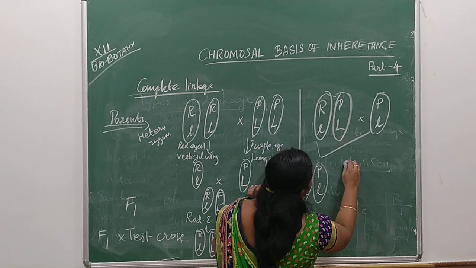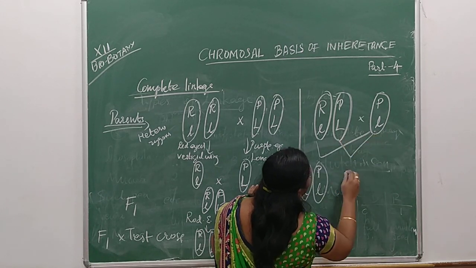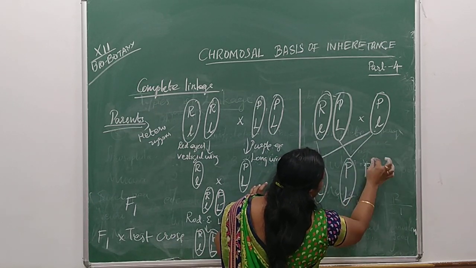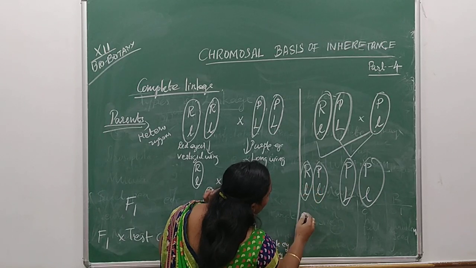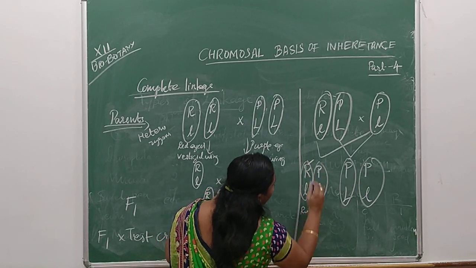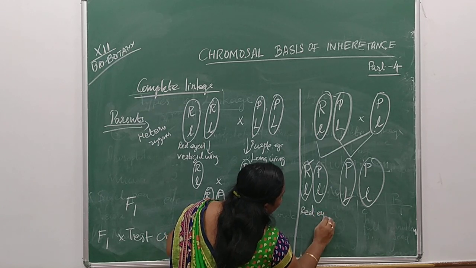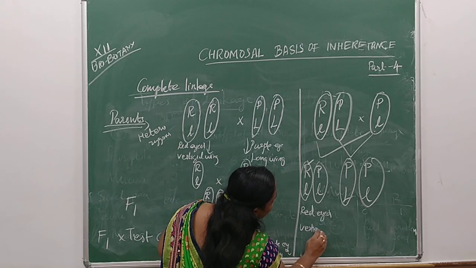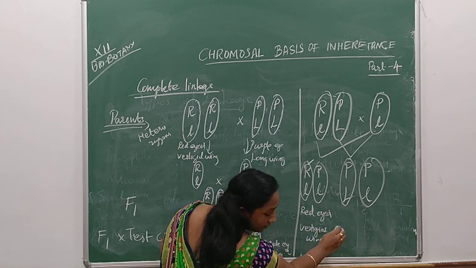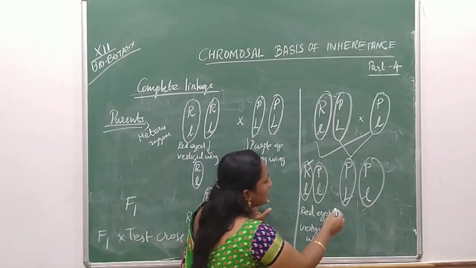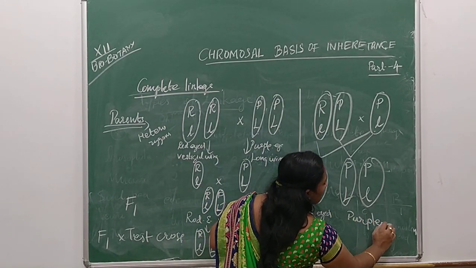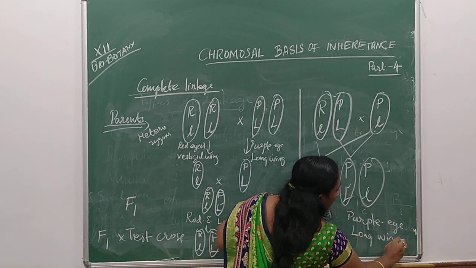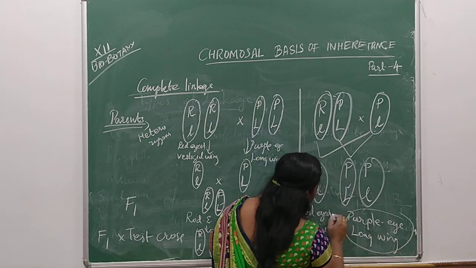Then this with that. So two varieties are formed. What are they? Red, dominant, red-eyed with both recessive, so vestigial wing. And here, purple eye with long wing. So just compare these characters.